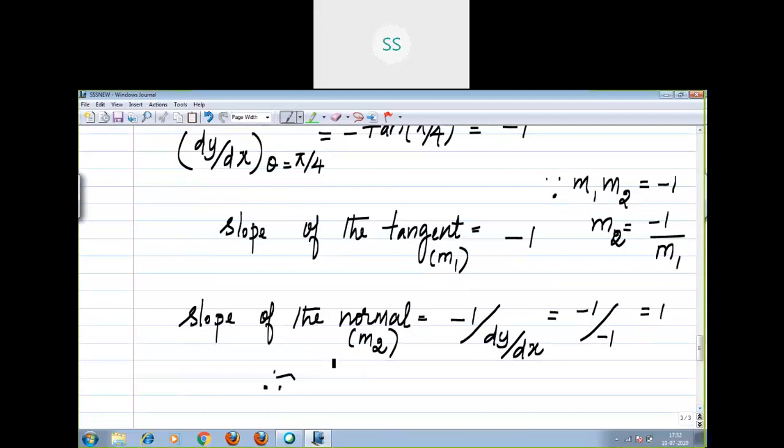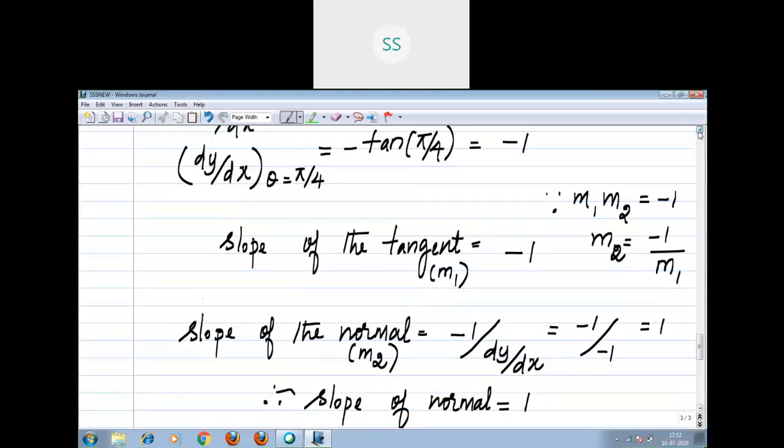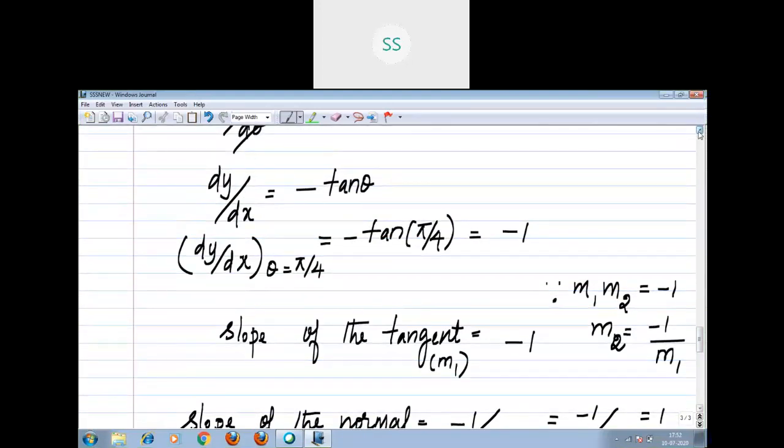Therefore, slope of the normal equal to... even if they ask for the normal, you should find out the slope of the tangent, that is dy by dx. Slope of the normal equal to 1. Once again, I am going to teach. You have to listen carefully, children, from the beginning to the end.